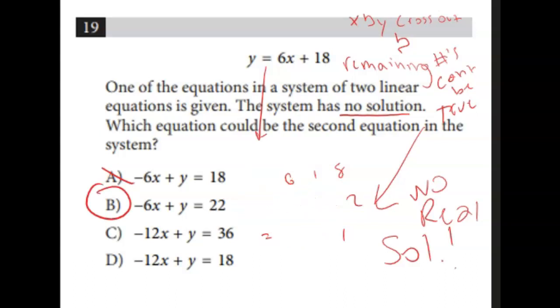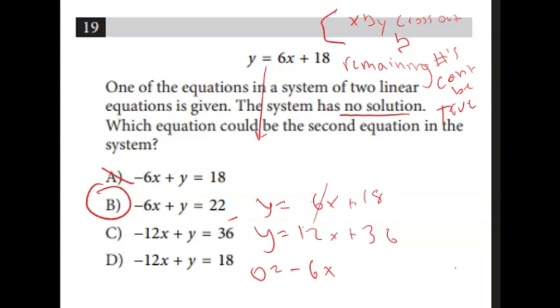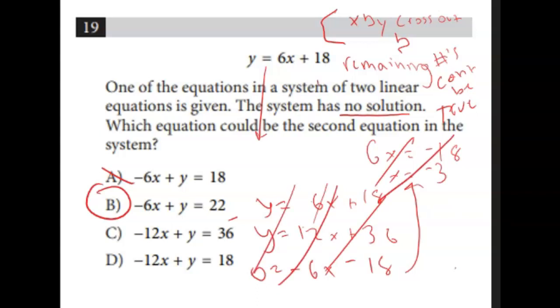And I just want to show you what happens with C. I'm going to show you why that one's not correct either. If you had to do it, we're going to isolate the y. We're going to get y equals 12x plus 36. And we're going to put this over top and subtract them. So y minus y, once again, is 0. But 6 minus 12 is negative 6x. They don't cross out. So that's the issue, because they need to cross out. So you're going to get negative 6x minus, what's 18 and 36? That's going to be 18. And then if we continue to solve, we're just going to get 6x equals negative 18, x equals negative 3. But once again, that does not work because they need to cross out. So that's why B is the correct answer to 19.